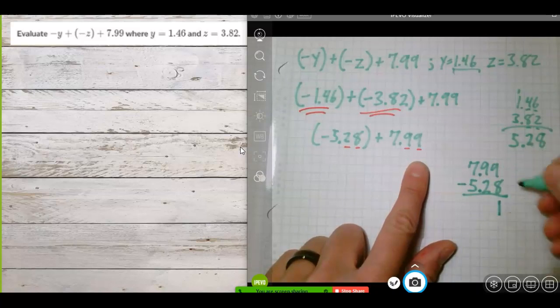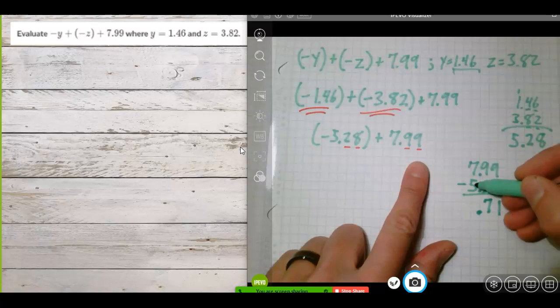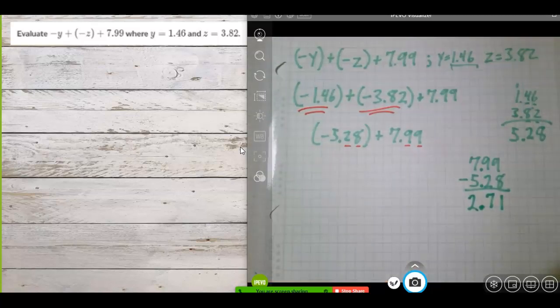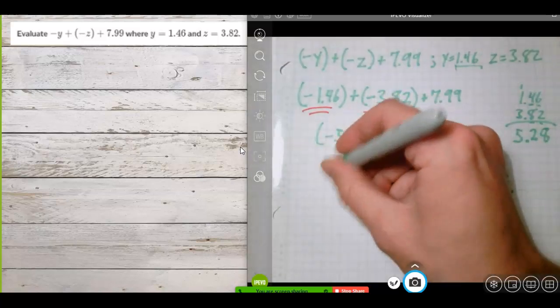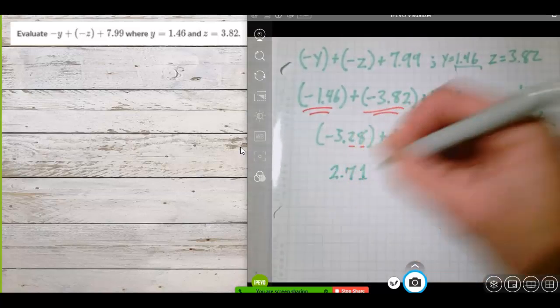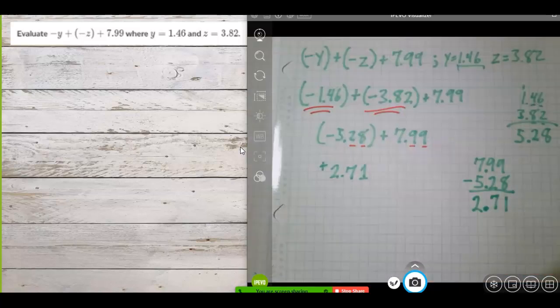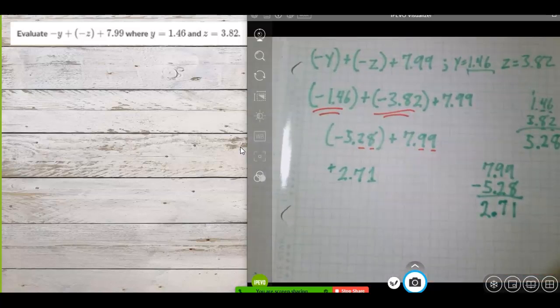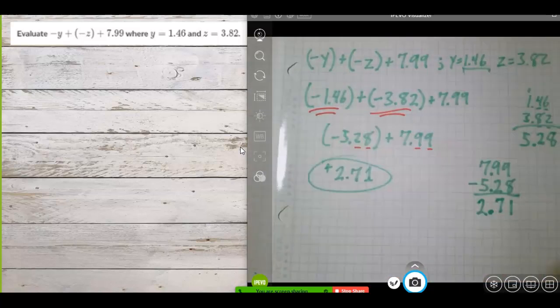9 minus 8 is 1. 9 minus 2 is 7. If we're bringing the decimal, we drop it down with us. 7 minus 5 is 2. Yeah, good work. You're good. I do that all the time, man. 2.71. If you want to put an extra little positive out front to remind yourself that the good guys won, we can. We don't need it, but we can always assume that there is addition in front of things. If it doesn't say negative, then it is positive.